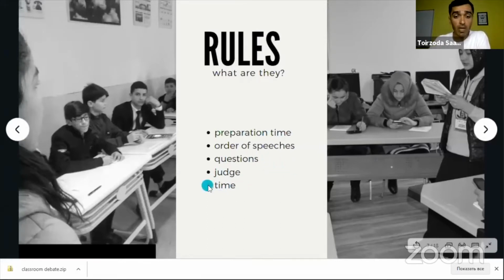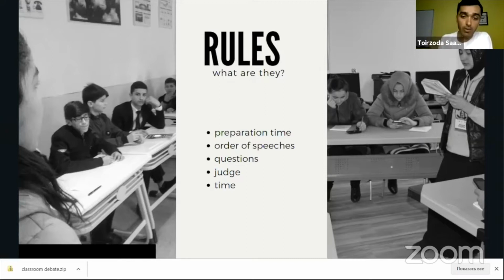So the time is very important here. You have to have a stopwatch, and when the speaker starts, you have to turn it on and watch the timer. They can't speak for 1 minute and 10 seconds. They can't speak for 1 minute and 5 seconds even. The most they have is 1 minute. They can speak less, but not more.